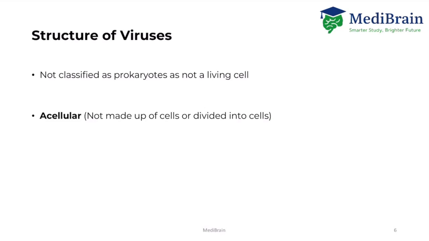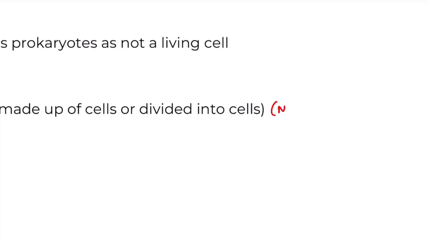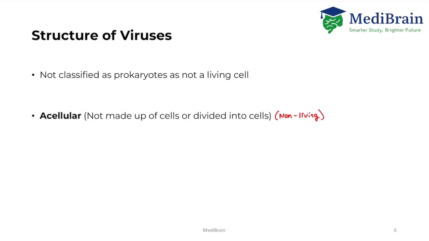So that's the structure of a virus. The first property is that it's acellular, it's non-living, and it's not made out of cells. You could remember this as being non-living. It's not made out of cells.